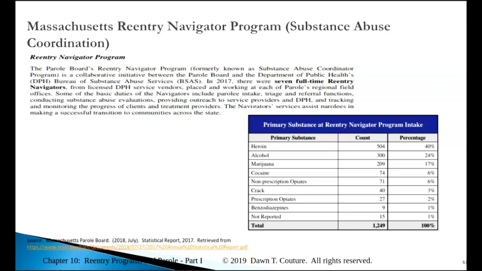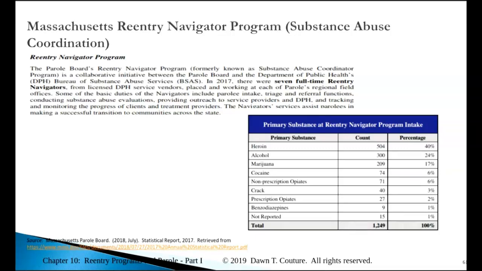Another program which is available is called the Massachusetts Reentry Navigator program, and this is, again, a parole board program which is designed to help connect people with relapsing or drug and alcohol histories. Through this Navigator program, it seeks to match individuals with both their primary substance of abuse and also where they are physically located. So you can see 40% of the releasees in 2017 from Massachusetts State Prison were identified as heroin addicted or opioid addicted, and alcohol was the next highest, followed by marijuana, cocaine, and then dropping down.